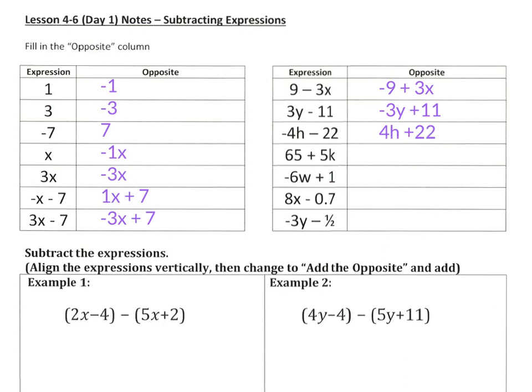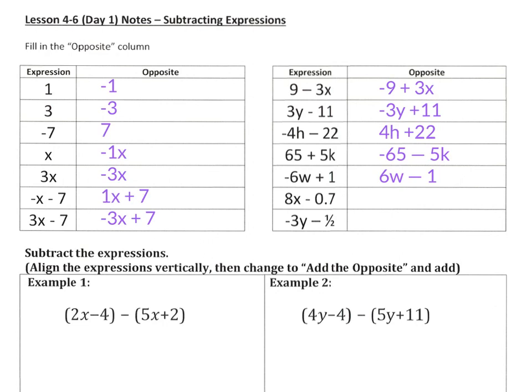And we'll keep going. The opposite of 65 would be a negative 65. The opposite of 5k would be a negative 5k. So I'm going to rewrite this as negative 65 minus 5k. The opposite of negative 6w is 6w, positive. The opposite of a positive 1 would be a negative 1. So 6w minus 1.